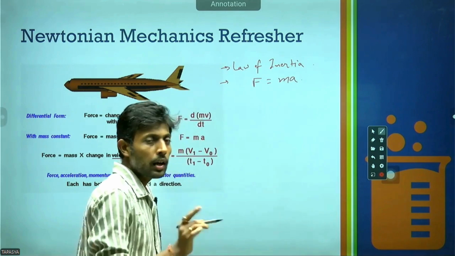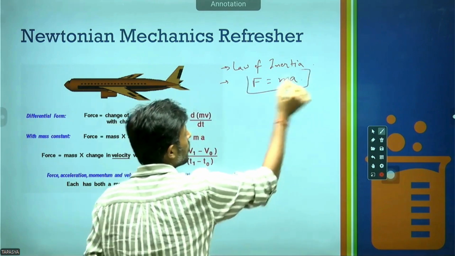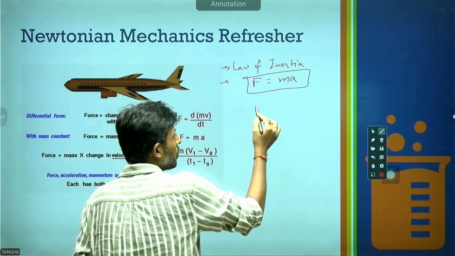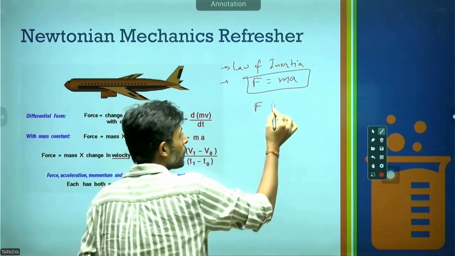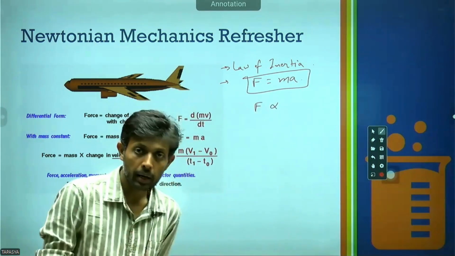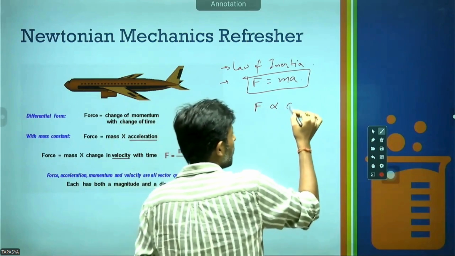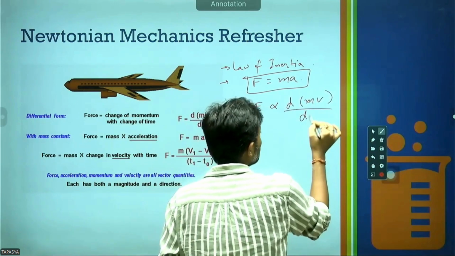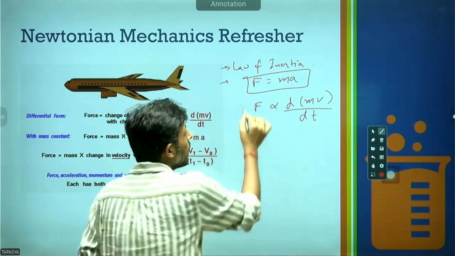It tells you, actually, this is not what it tells you directly. It tells you that force is directly proportional to the rate of change of momentum. mv, mass into velocity, is the momentum. So this is what it tells you, right?